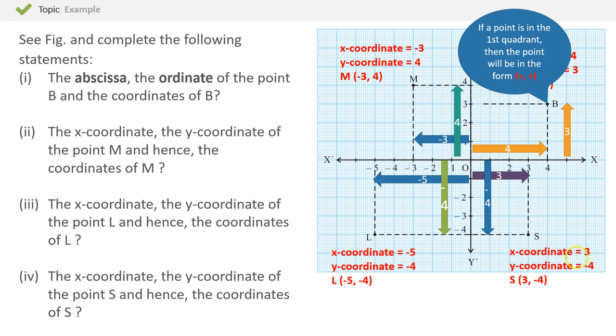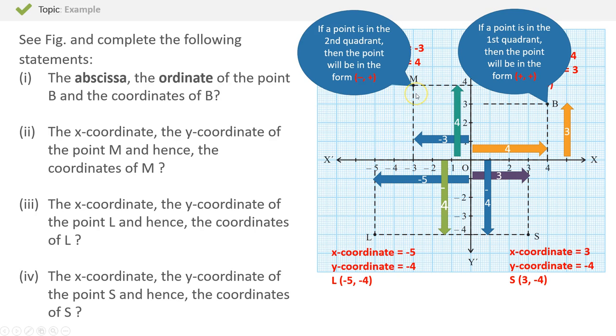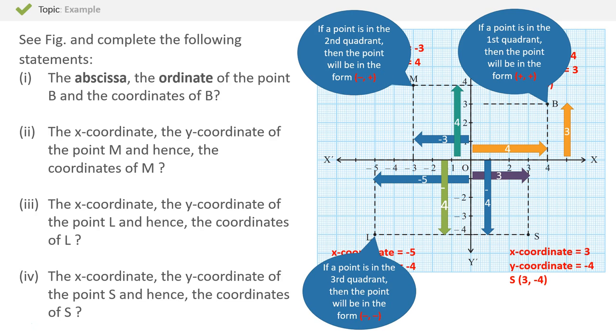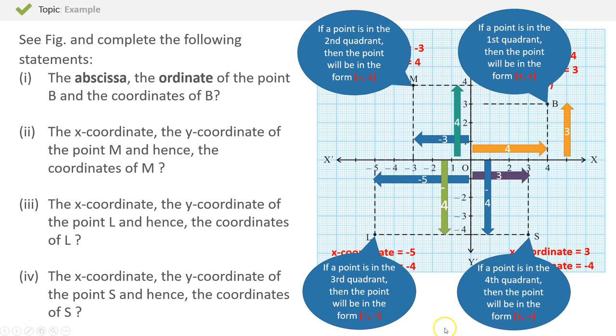Also notice that when you are trying to identify coordinates, if a point is in the first quadrant, then the point will always be of the form plus and plus. If the point is in the second quadrant, then it is always in the form of minus and plus. If it is in the third quadrant, then it is of the form minus and minus. And if it is in the fourth quadrant, then it is of the form plus and minus.